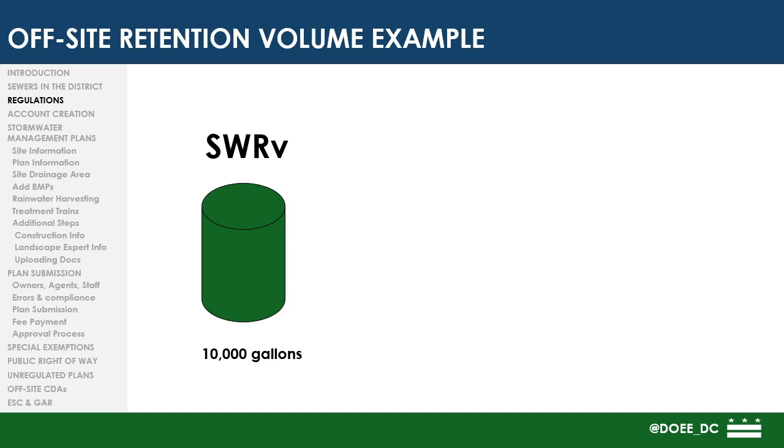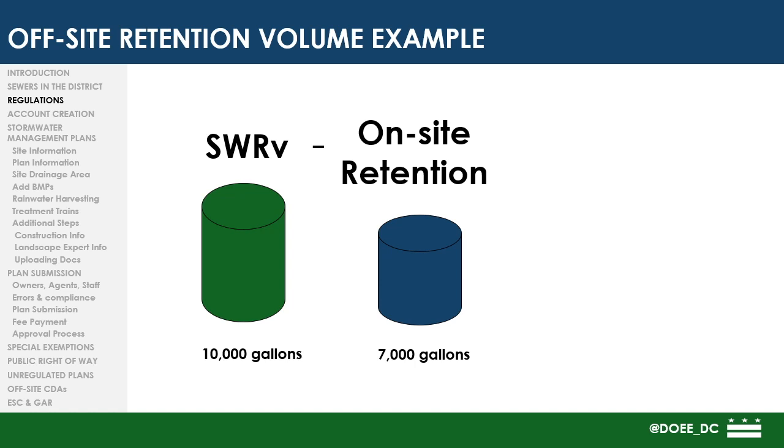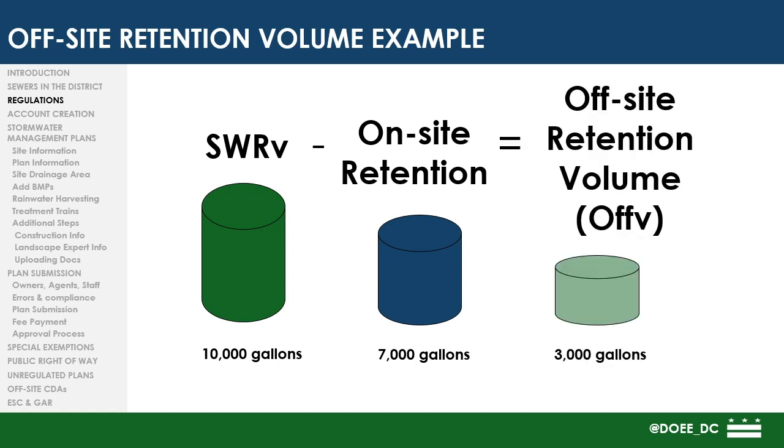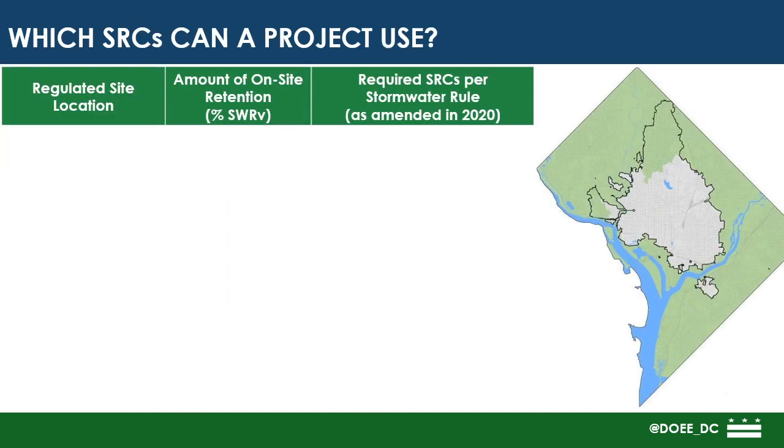Let's say we have a building that has a stormwater retention volume of 10,000 gallons. The project chooses to retain 7,000 gallons on site. The remaining balance, 3,000 gallons, is referred to as their offsite retention volume, or Offv. We do have a separate training that focuses on Offv and the Stormwater Retention Credit Trading Program. You can find more information on our website at doee.dc.gov/SW training.